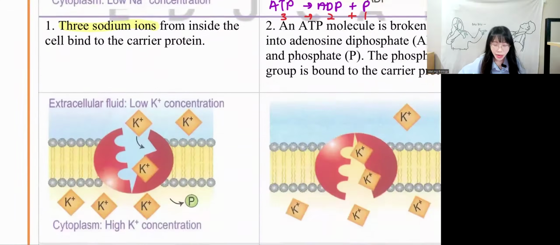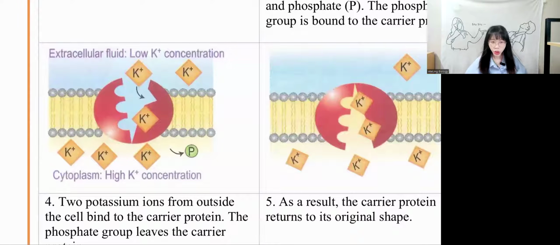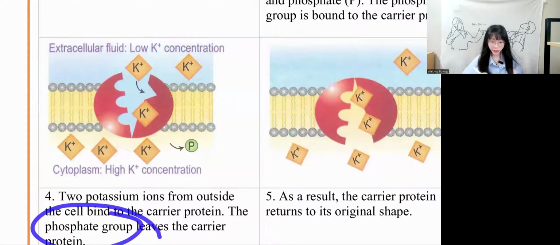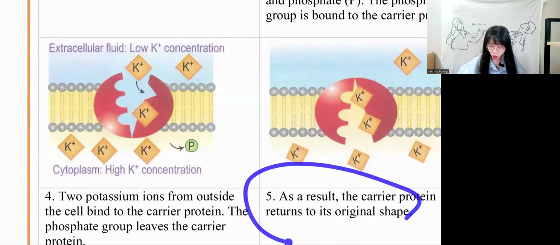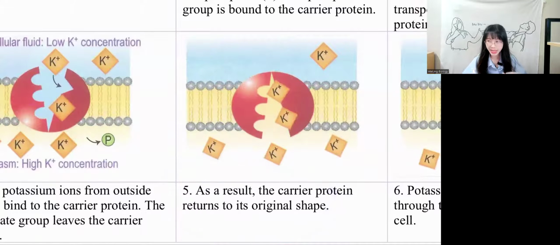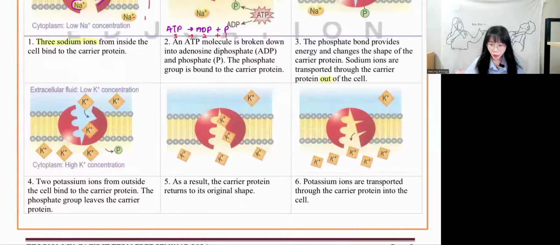Next, we have 3 sodium. How many potassium do we have? 3 sodium, 2 potassium. Very good. Can you see we have 2 potassium over here? In the potassium part, we don't have to use any energy anymore. When it binds, the phosphate group will leave the carrier protein. It just has to go back to the original shape, like a spring. No energy is needed over here. Then it will allow the potassium ion to pass into the cell. How do I know whether it's into or out? Again, we count. We have 1 over here, 3 over here, lesser to more. That's why the potassium ion will be pumped into the cell.